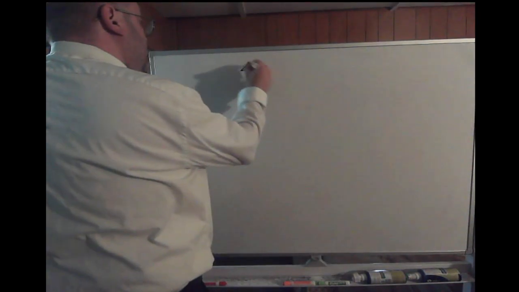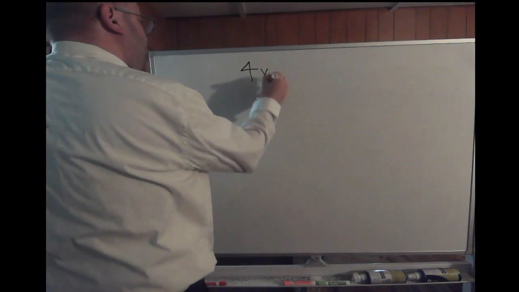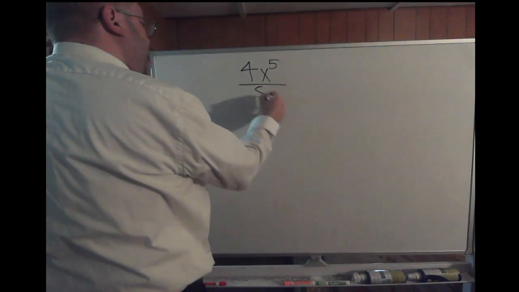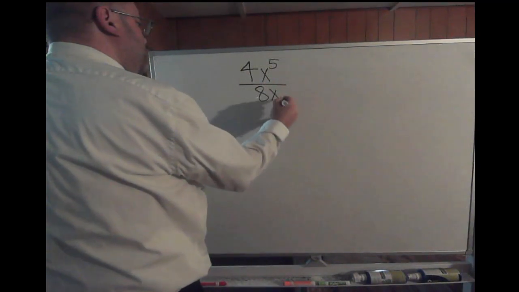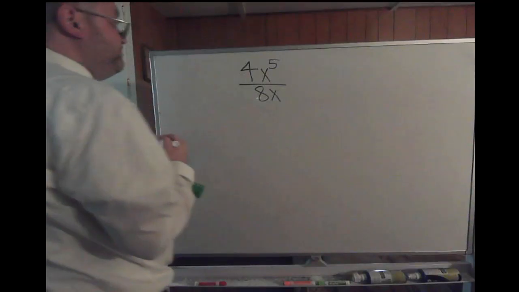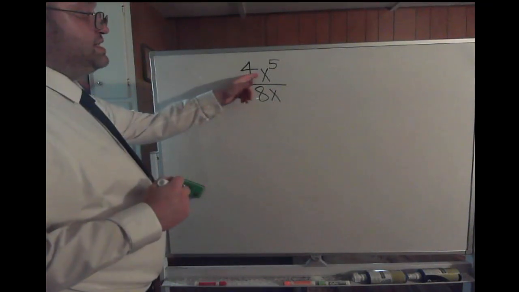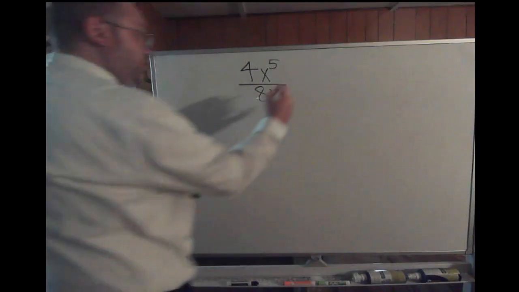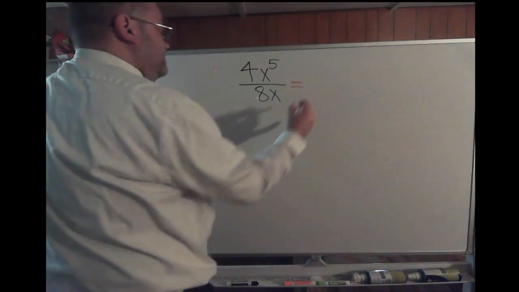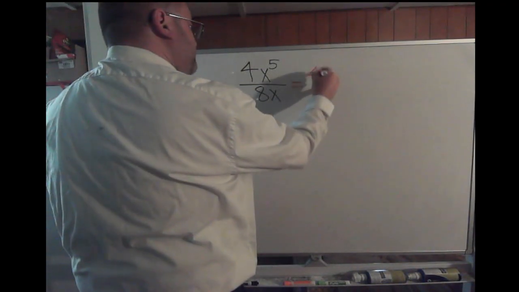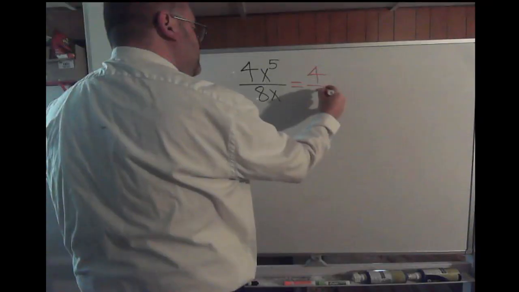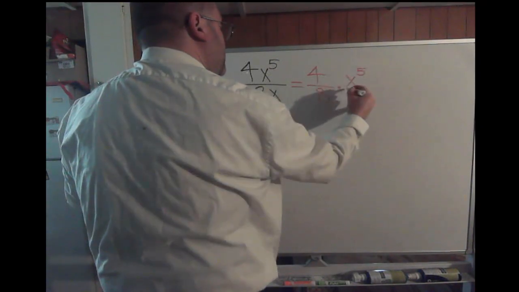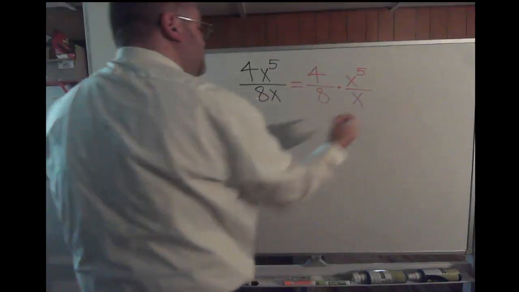Alright. Now here's where it starts to get interesting. We have 4x to the 5th over 8x. So we got 4x to the 5th over 8x. What I would do, still go ahead, split up your coefficients. You'll have 4 over 8 times your x to the 5th over x.